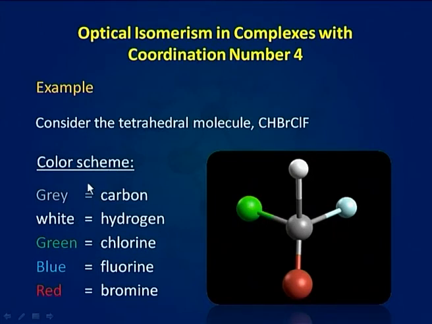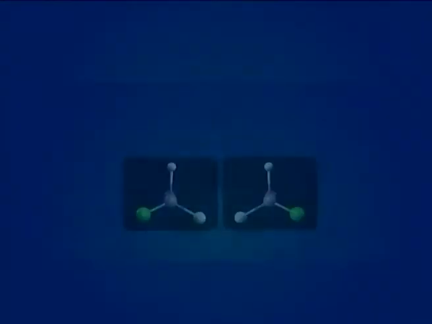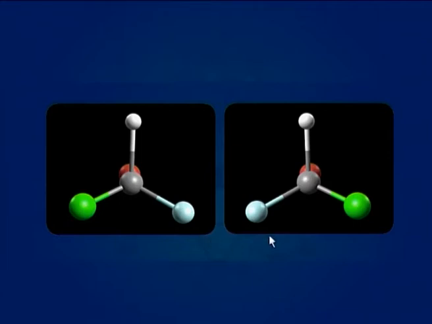Now let us have an example of a tetrahedral compound, CHBrClF. This is carbon, hydrogen, fluorine, bromine and chlorine. Is this molecule optically active? In other words, does this molecule have optical isomers? Let's take the mirror image method first. Note that this mirror image is not superimposable. In other words, this mirror image cannot be rotated in any such way that it looks identical to the original molecule. Remember, if the mirror image is not superimposable, then optical isomers exist. Thus, this molecule has optical isomers.